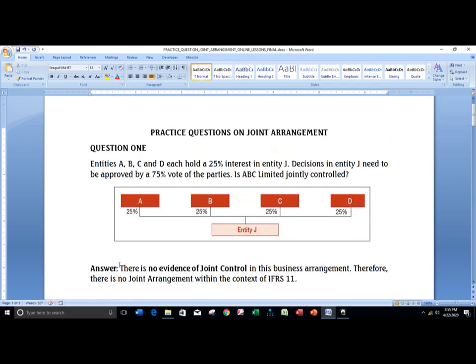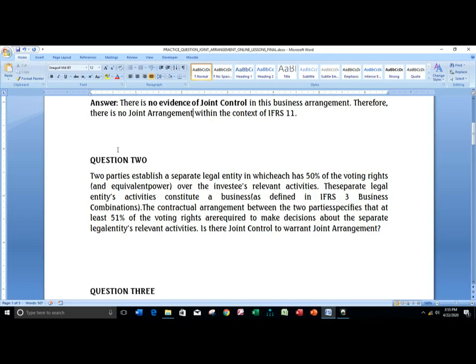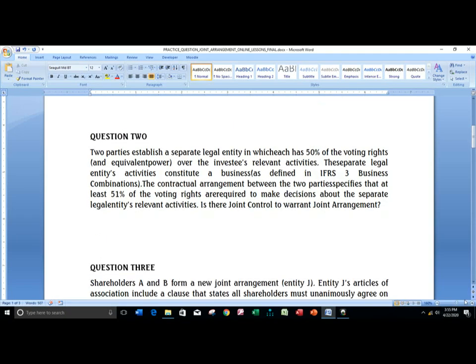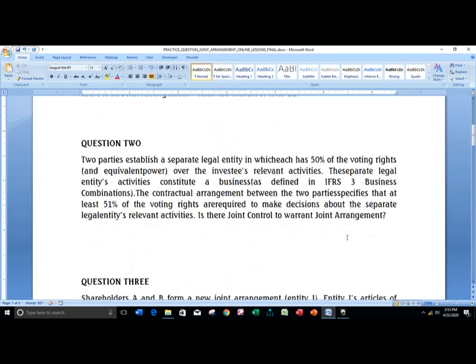So I quickly move on to the second one, which is question two. So question two goes thus. Two parties establish a separate legal entity in which each has 50% voting rights and equivalent power. 50% voting right, 50% voting right. Important, establish that over the investee relevant activities.